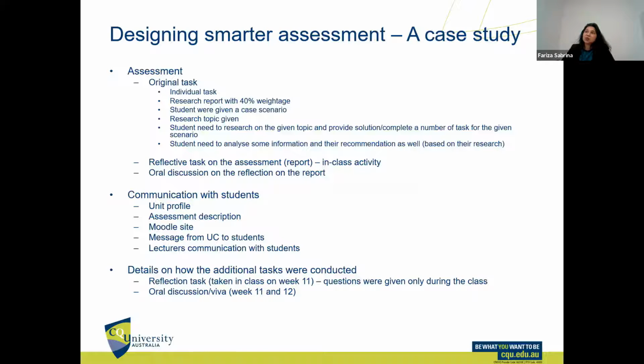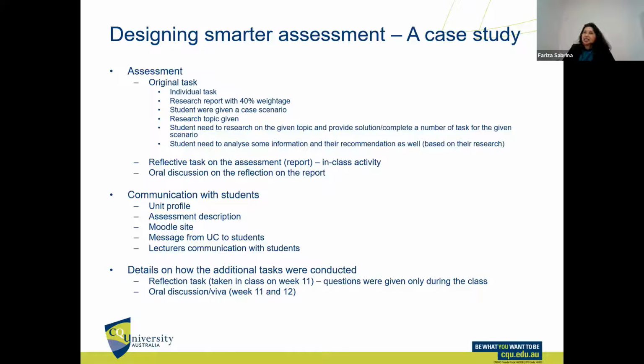In this task, we give students a scenario and a research topic. The student does the research on the given topic and provides a solution on a number of tasks on the given scenario. The student analyzes some information and also gives their recommendation. So this type of task may be likely to be outsourced. We need to be careful. That's why I was thinking about what to do so that we can reduce the number of contract cheating cases.